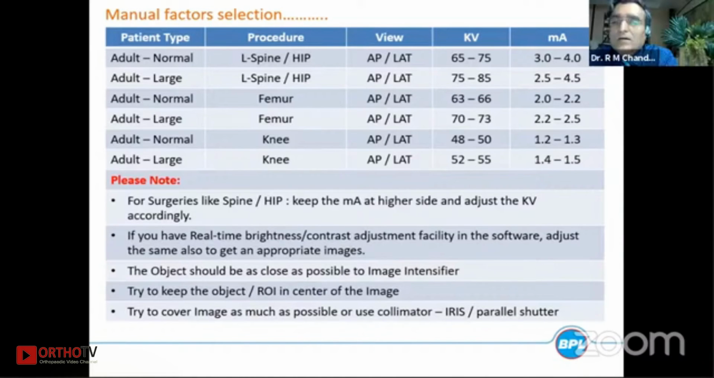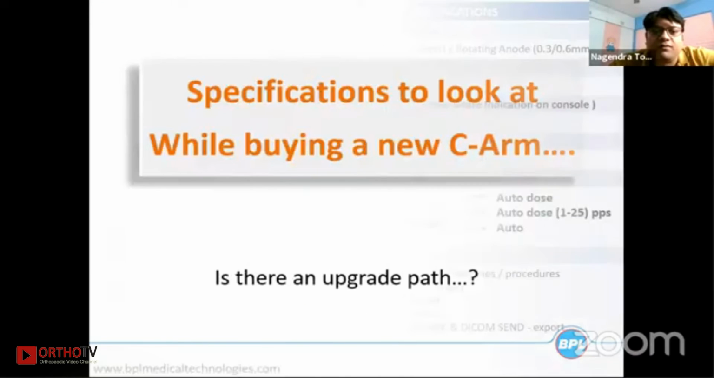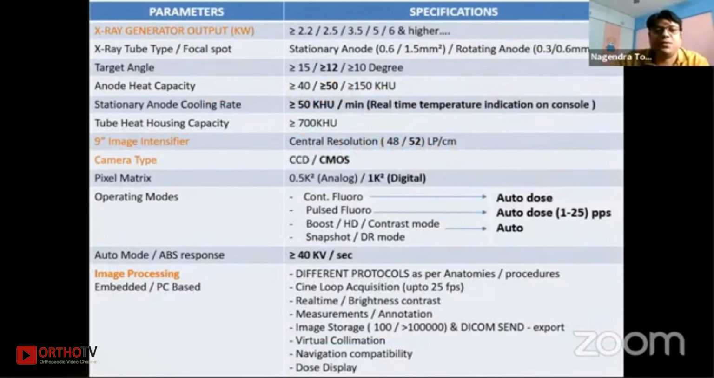Again, now come to your conclusion slide, please. Thank you. So my conclusion slide is basically the major specification of the SIAM. So you will get a 2.2, 2.5, 3.5.